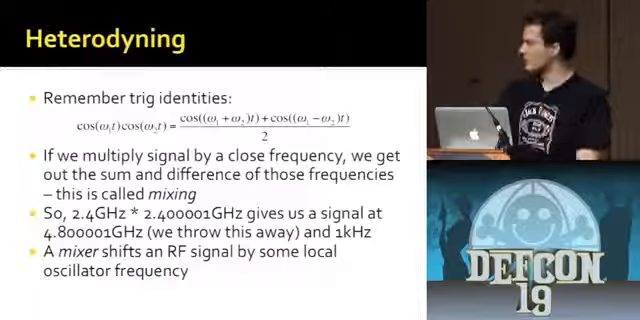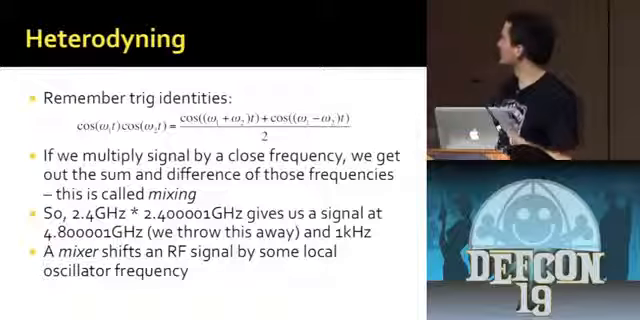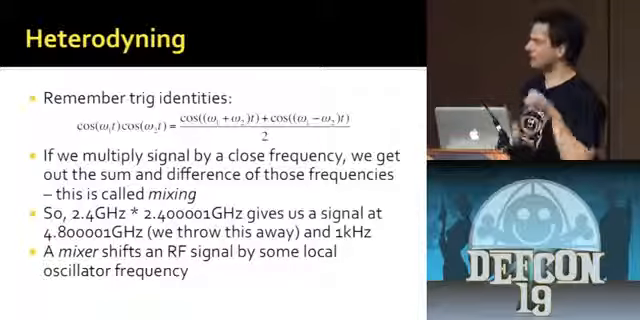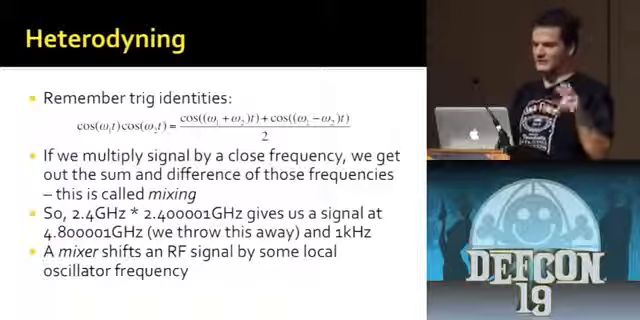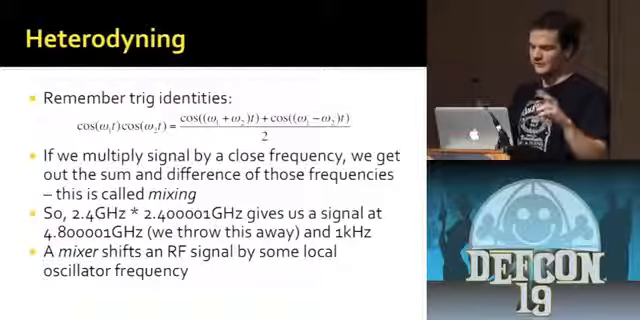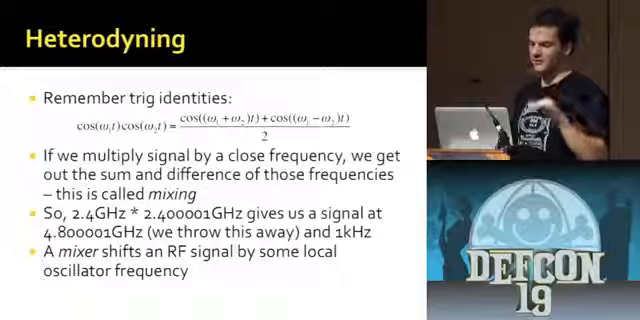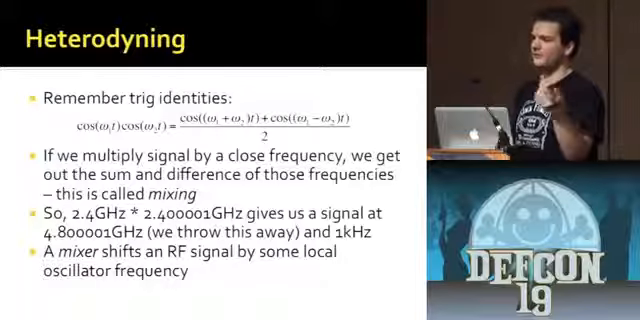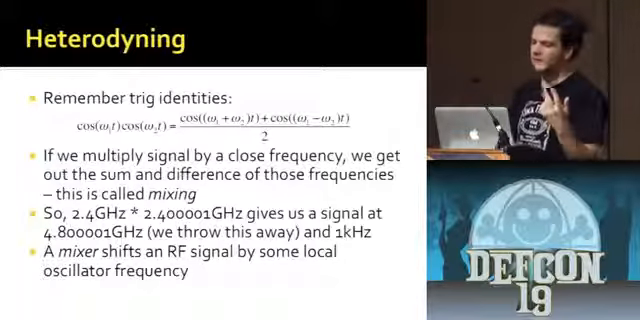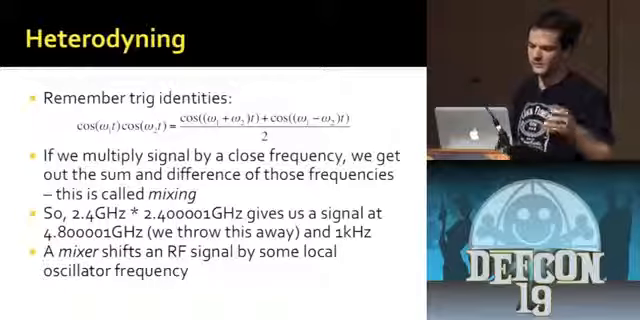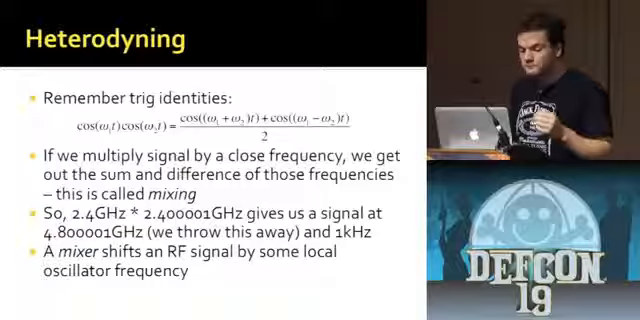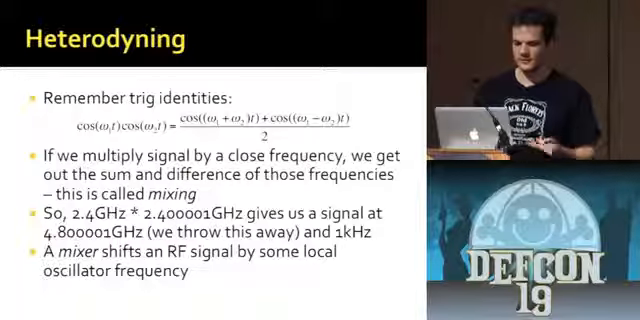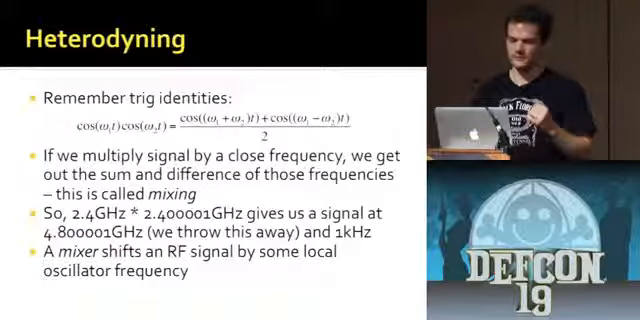The way this works is there's a little more math here. The trig identity that I'm looking at is the product-to-sum rule. Basically, if you multiply two trig functions or two sine waves at two different frequencies, what you get out is the sum of the two frequencies and the difference of the two frequencies. And you lose half the power basically in the process of doing that because the two signals are halved. What this is called is mixing. So what we're getting is the sum and difference frequencies.